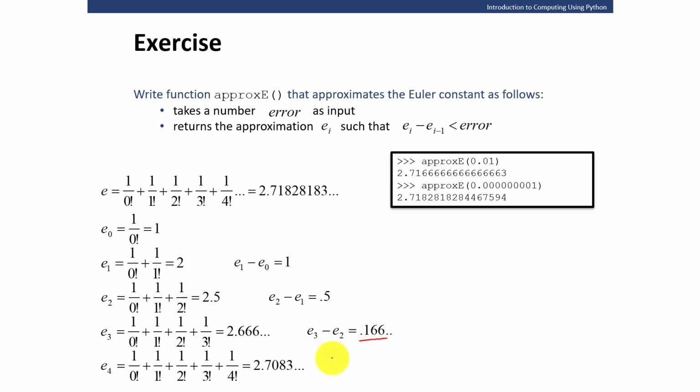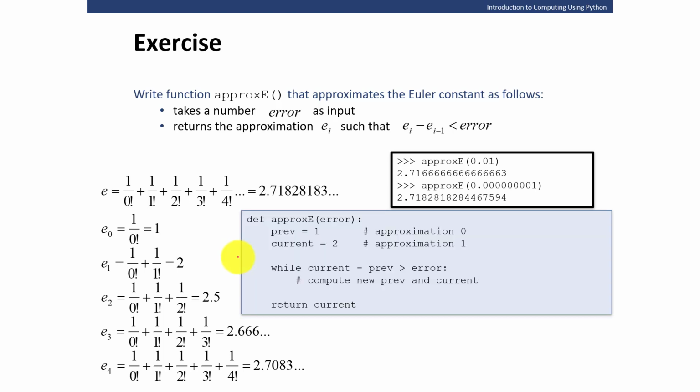You can see 0.166, 0.4166. Okay, given this observation, we can easily implement the Euler constant, and in such a way we can approximate it to a given error rate. As we can see, e0 and e1 were equal to 1 and 2, and we will assign them to the previous and the current.